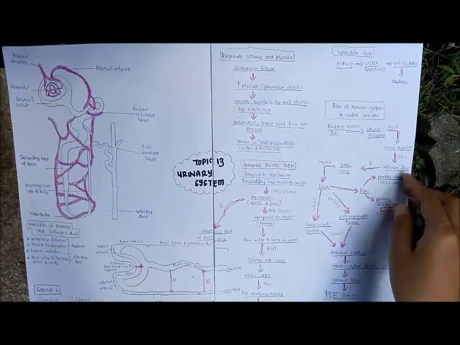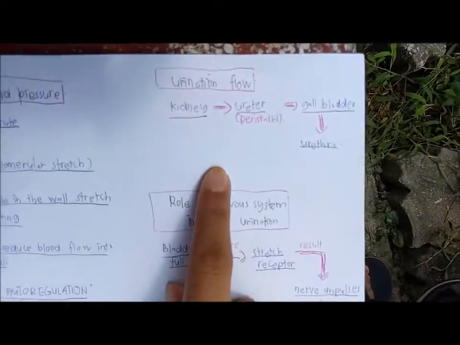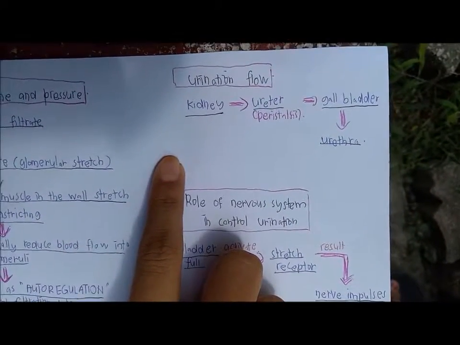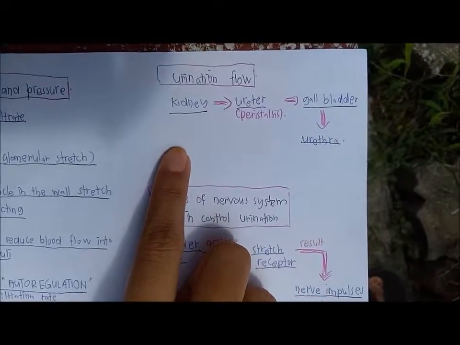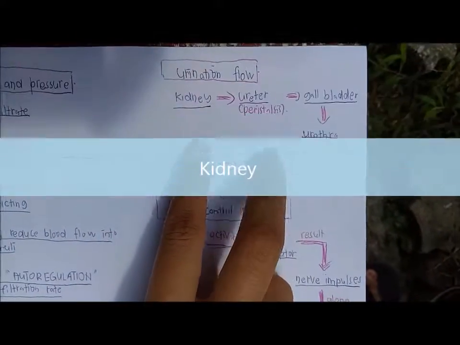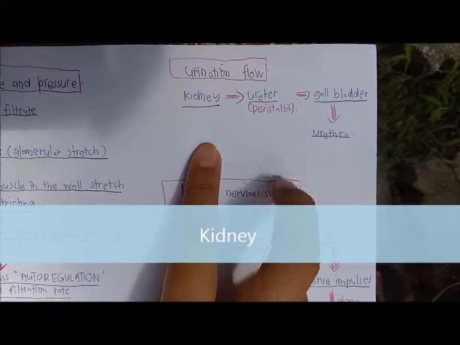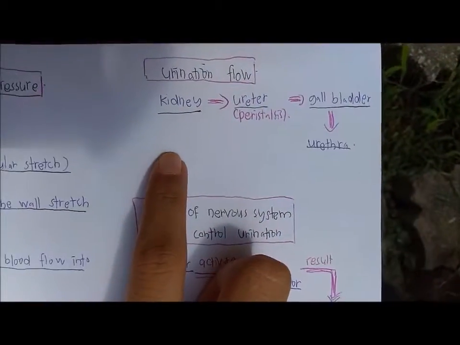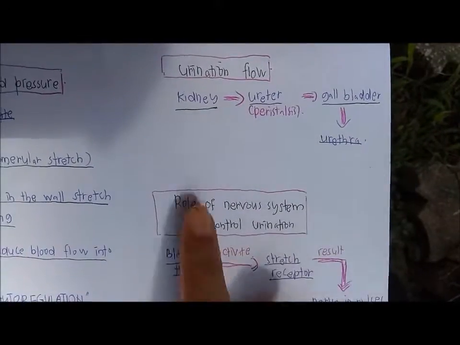But I will focus on the urination flow first, which is this urination flow process. You can see here the process starts from the kidney, where the absorption of the water occurs, then the filtration, and lastly the elimination of the water in the form of urine.